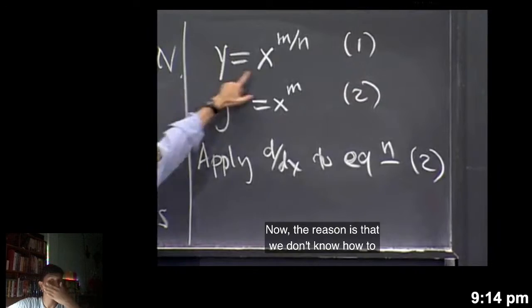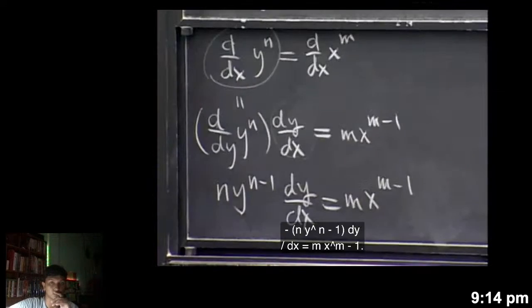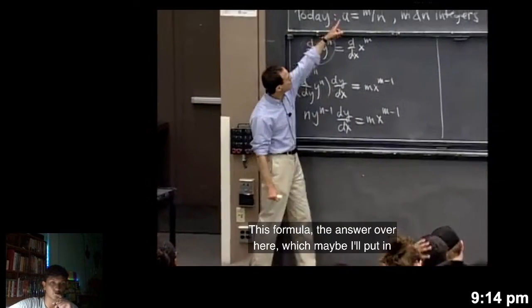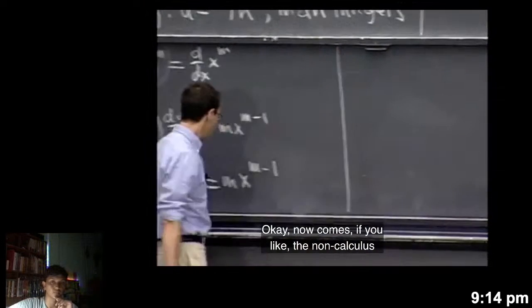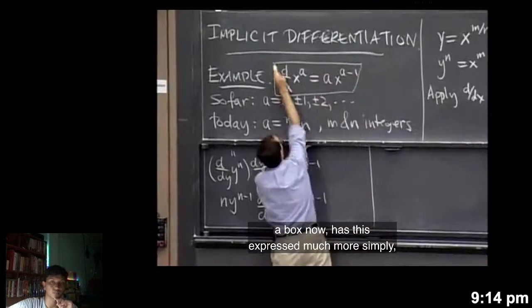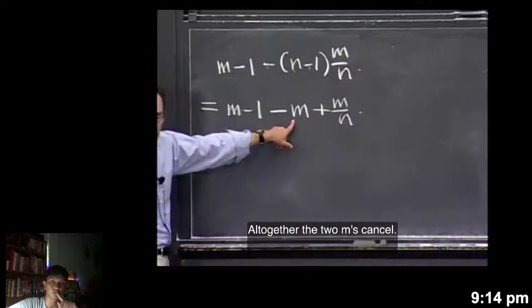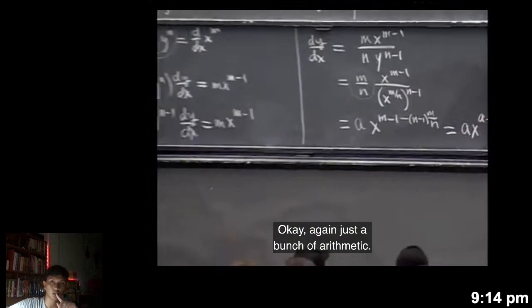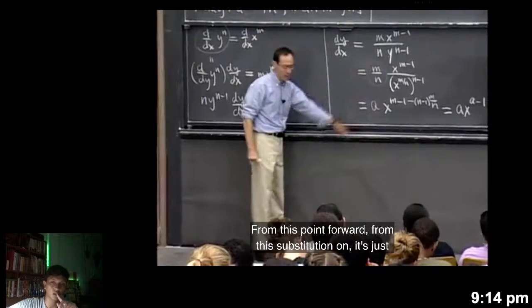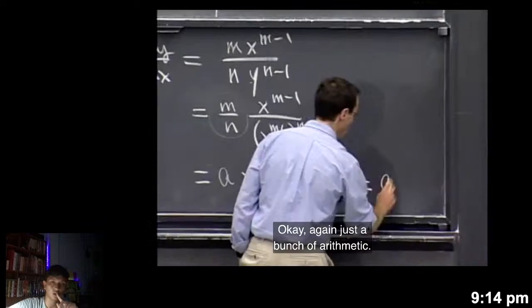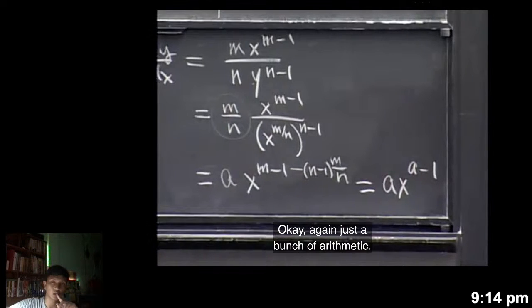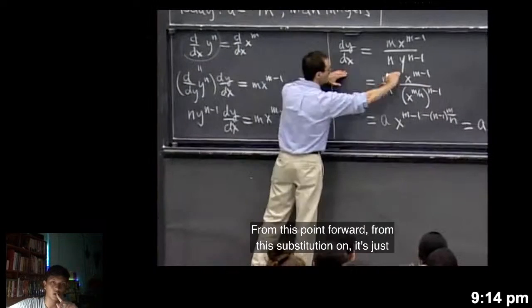Here, this is the easier part of the problem. So we want to figure out this formula. This formula now comes, if you like, x is equal to m. So I do that by, that's what I'm aiming for here, the law of exponents, m over n. The two m's cancel, and I have here minus 1. Again, just a bunch of arithmetic from this point forward, from this substitution on. All right, so this equals a x to the a minus 1. It's just the arithmetic of exponents.